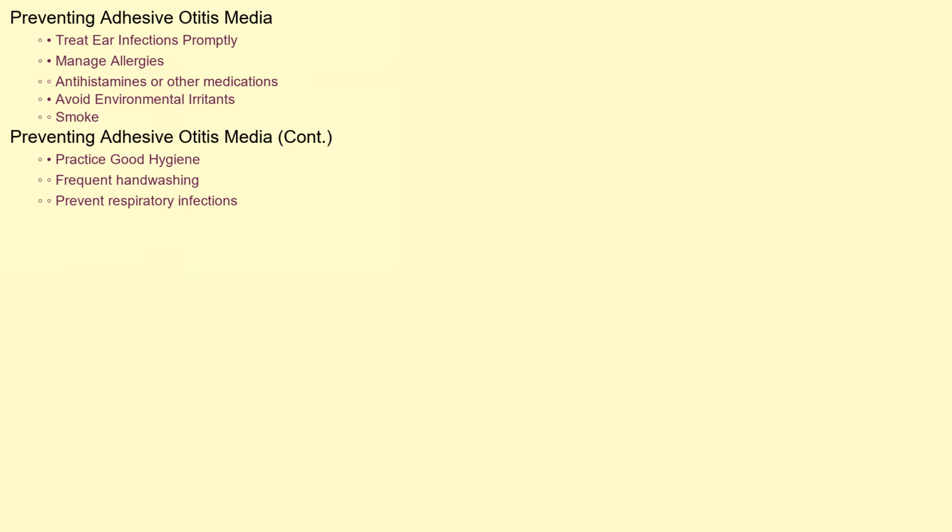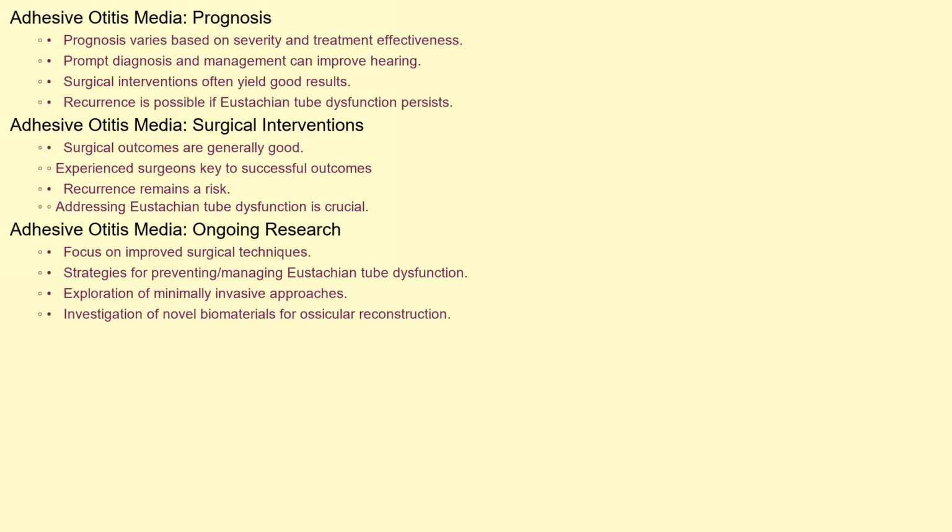Preventing adhesive otitis media primarily involves addressing the underlying causes of eustachian tube dysfunction and recurrent ear infections. Prompt and appropriate treatment of ear infections with antibiotics, when necessary, is crucial. Managing allergies with antihistamines or other medications can also help. Avoidance of smoke and other environmental irritants can reduce the risk of eustachian tube dysfunction. Good hygiene practices, such as frequent hand washing, can help prevent the spread of respiratory infections that can lead to ear problems.